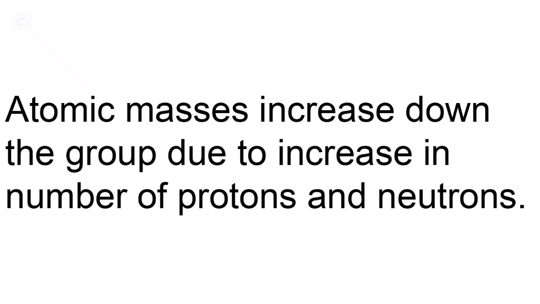Atomic masses increase down the group due to increase in number of protons and neutrons. We are already aware that the protons and neutrons, their sum is what comprises the mass number, the atomic mass. Therefore, the atomic masses increase down the group due to the increase in the number of protons and neutrons.